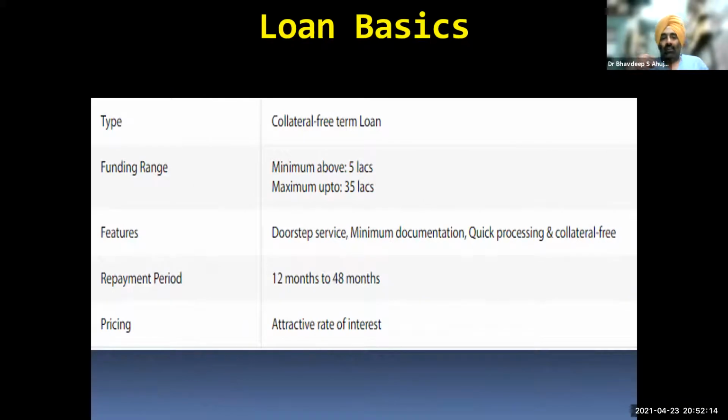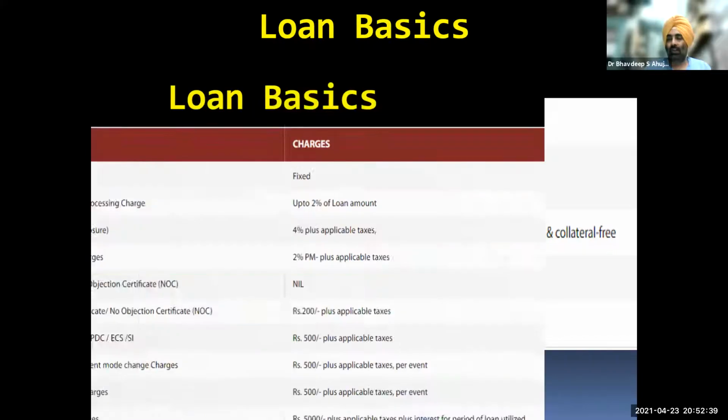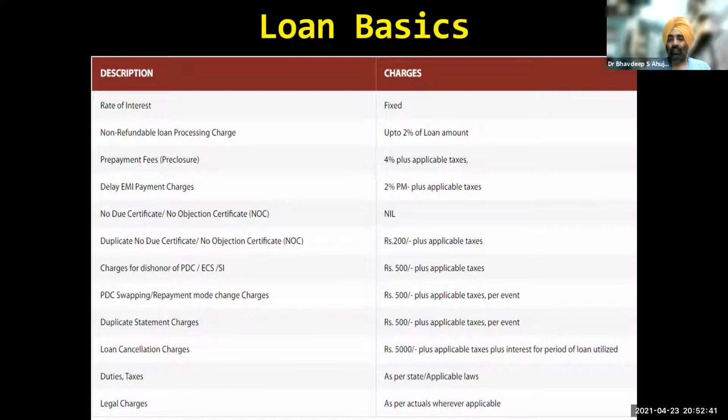So what exactly does it consist of? It is a collateral free term loan. Minimum usually is 5 lakhs, maximum goes up to 35 lakhs. They have a doorstep service. Many banks are offering this. Minimum documentation, quick processing, and the time period is 12 to 48 months, 1 year to 4 years. And they say attractive rate of interest. They never mention the rate of interest in the offer document usually, because that is subject to conditions.